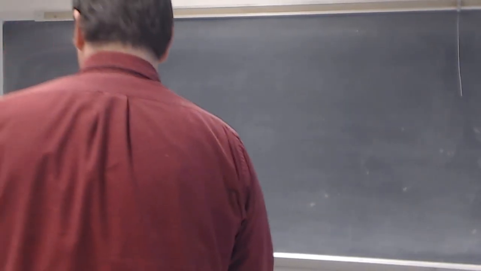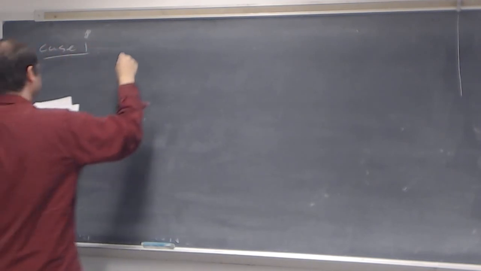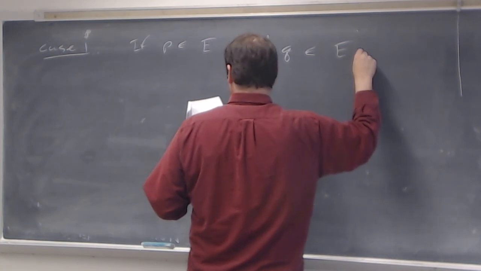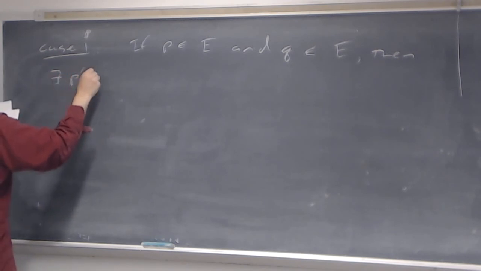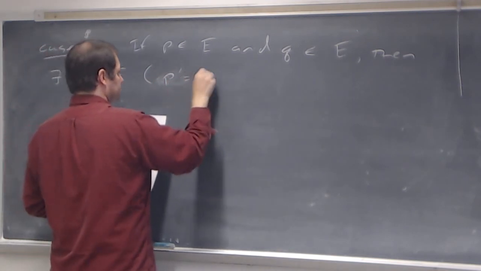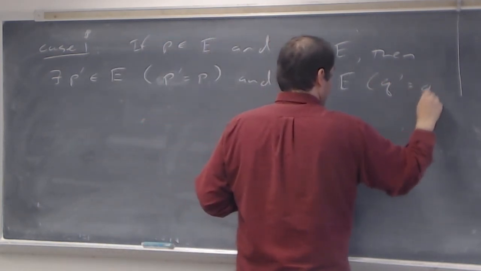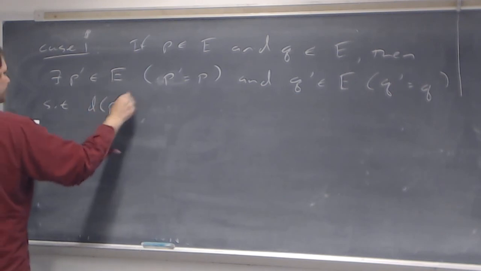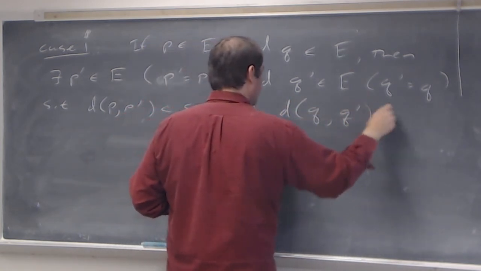Okay, so case 1. If P is an element of E and Q is an element of E, then there exists P prime, an element of E, P prime will be equal to P, and a Q prime element of E, Q prime will be equal to Q, such that the distance between P and P prime is less than epsilon, and the distance between Q and Q prime is less than epsilon.